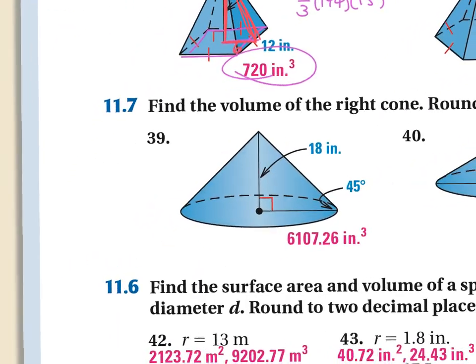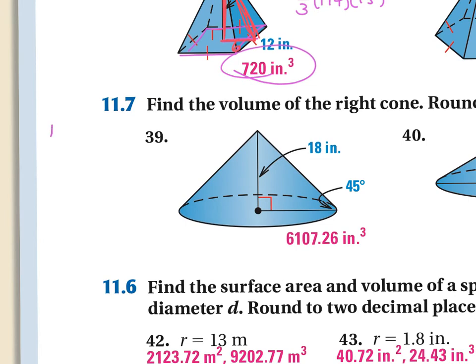Okay, volume of a cone. A cone is 1/3 pi r squared h. The radius is what's missing here. But actually, this is a 45, 45, 90 triangle. So good review, 45, 45.